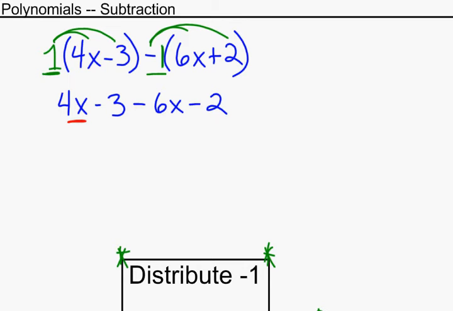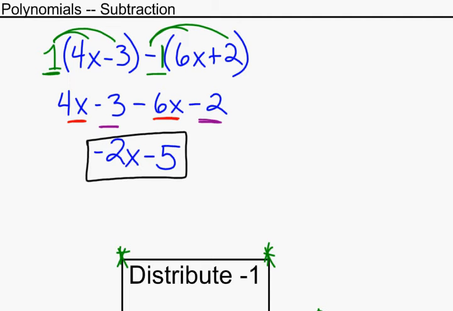So put the x's with the x's, and put my numbers with my numbers. So if I take 4x minus 6x, that gives me negative 2x, and I like to put that first so I'm in standard form. And negative 3 minus 2 is negative 5. So I've successfully completed the polynomial subtraction and gotten this binomial right here as my answer.